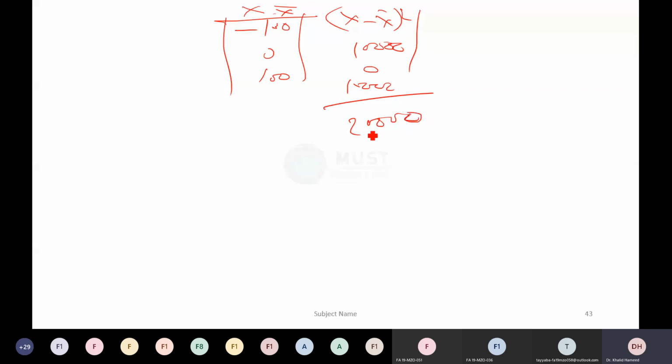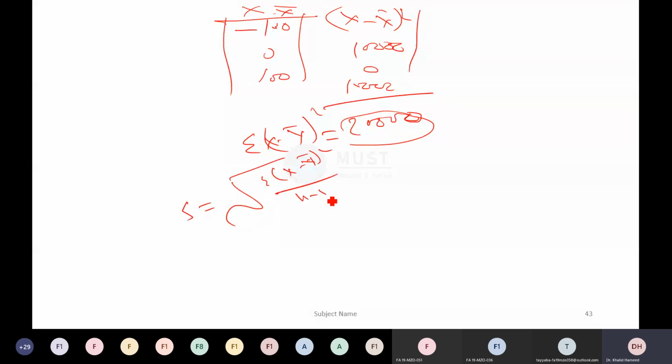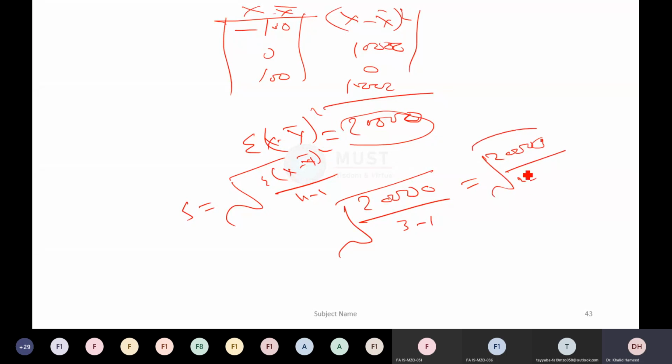And that will be equal to 20,000. So my summation of (x minus x bar) squared will be equal to 20,000. In order to calculate the standard deviation, s is equal to the square root of summation (x minus x bar) squared divided by n minus 1. So that will be 20,000 divided by 3 minus 1, under root. 20,000 divided by 2, square root, and if I solve this, that will be the square root of 10,000.